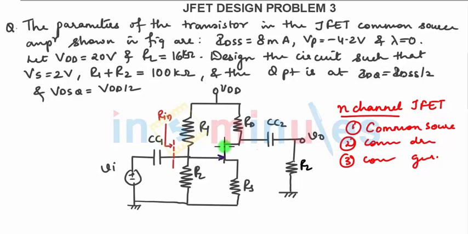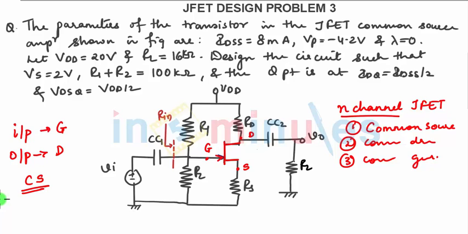Now as per the symbol, it is a JFET, and this is your gate terminal, this is your drain terminal, and this is your source terminal. Now, where is the input applied? Input is applied to the gate, and from where are we taking the output? We are taking the output from the drain, so it is common source configuration.